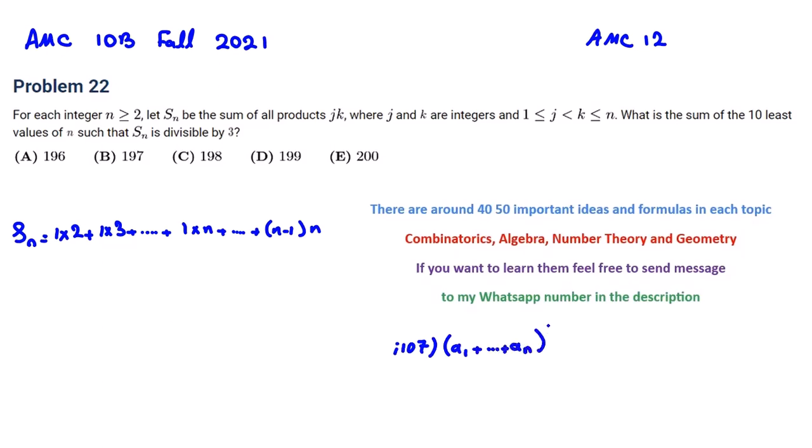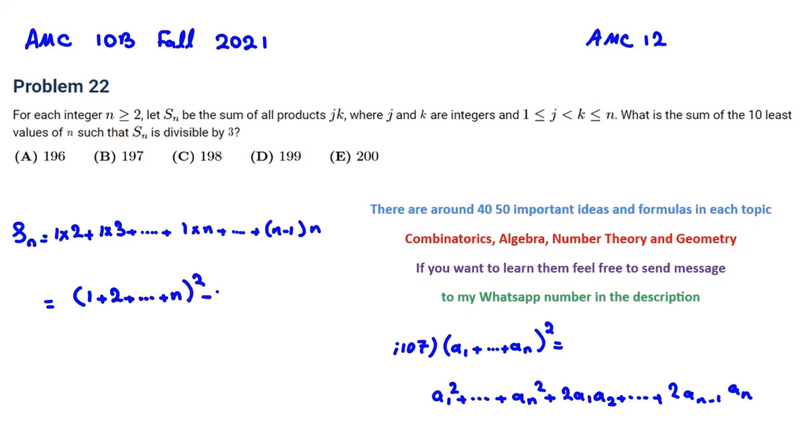(a1 to an) whole squared is a1 squared to an squared plus 2a1a2, 2a1a3, to 2a(n-1)an. If we use this identity, we can say it is equal to (1 plus 2 to n) whole squared minus (1 squared, 2 squared to n squared), over what? Because we have 2 times 1 times 2, 2 times 1 times 3, we divide by 2. Now you can use this identity to solve the problem.